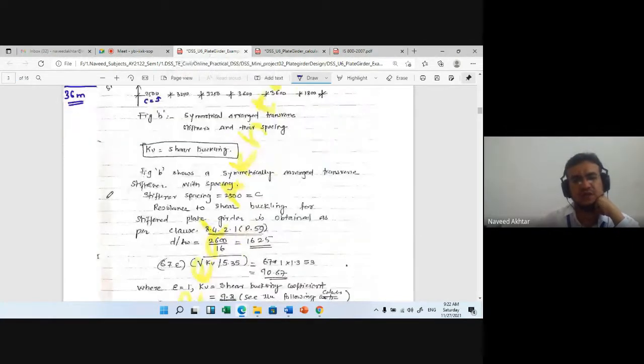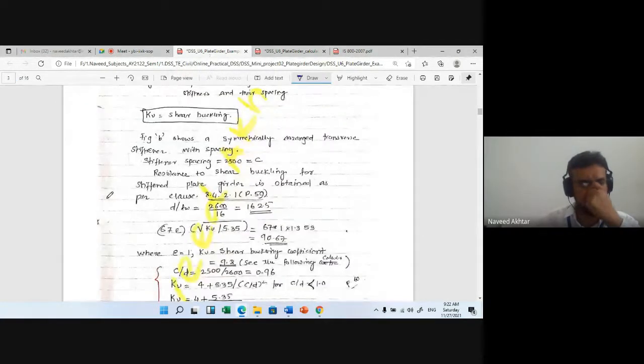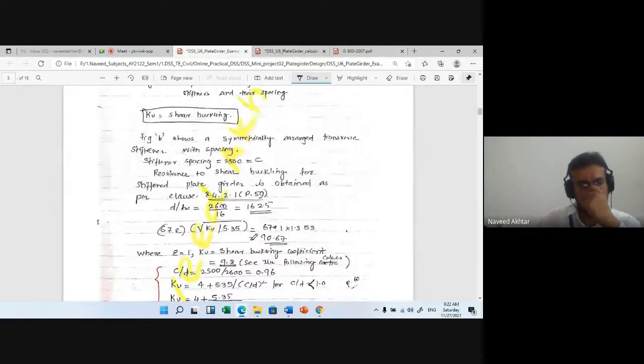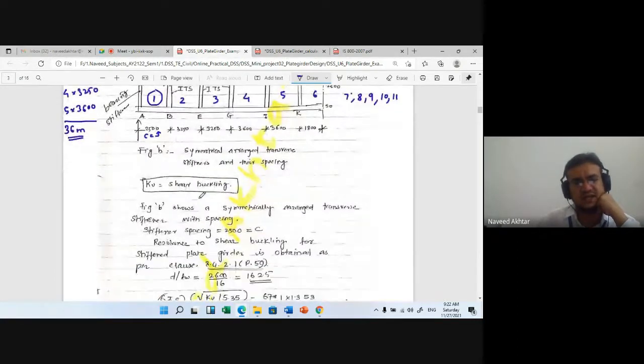So stiffener spacing here is C equal to 2500. Now this figure shows the symmetrical arrangement, which we already ordered, half part of the plate girder with the stiffener spacing.